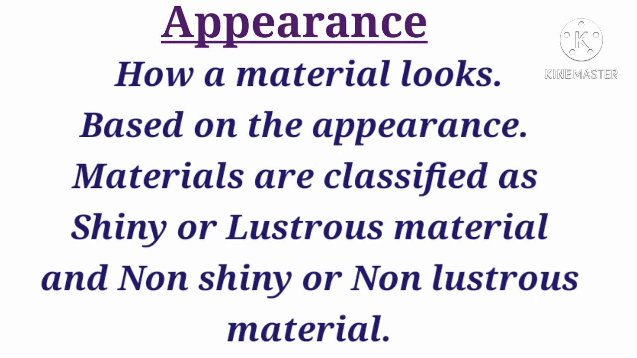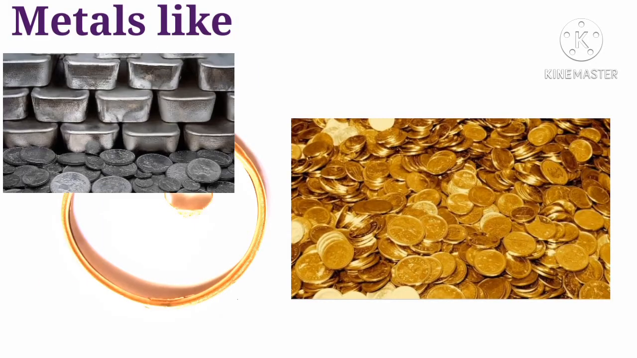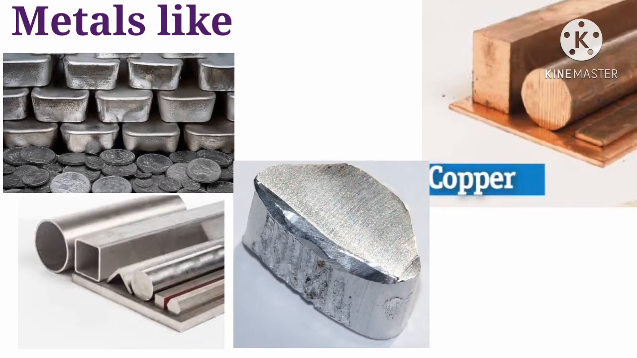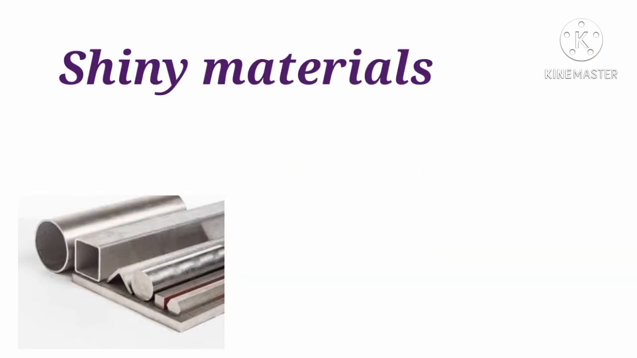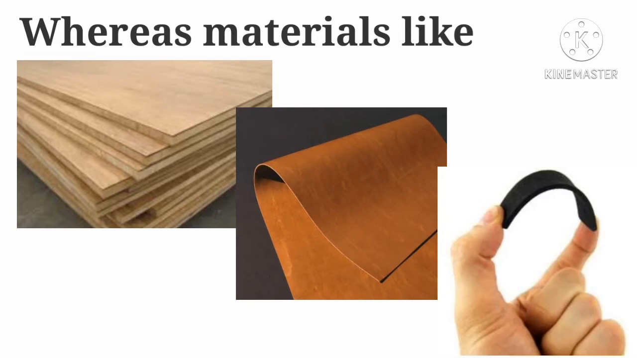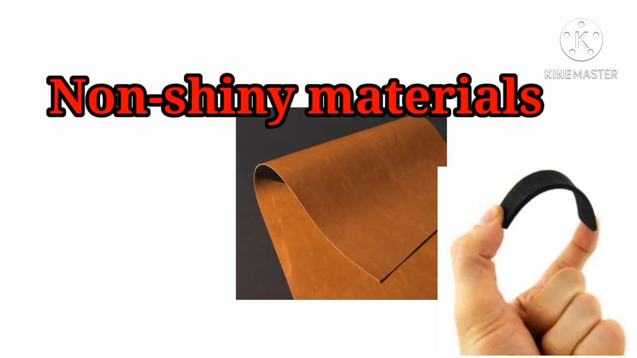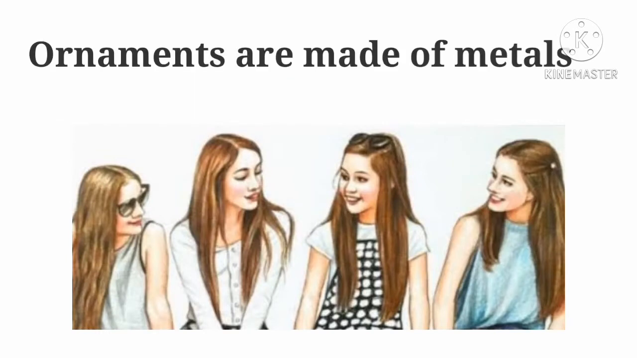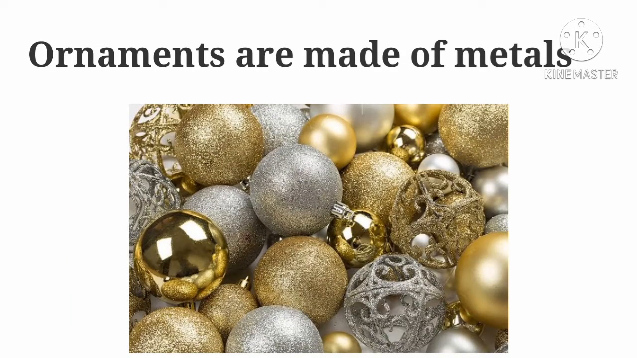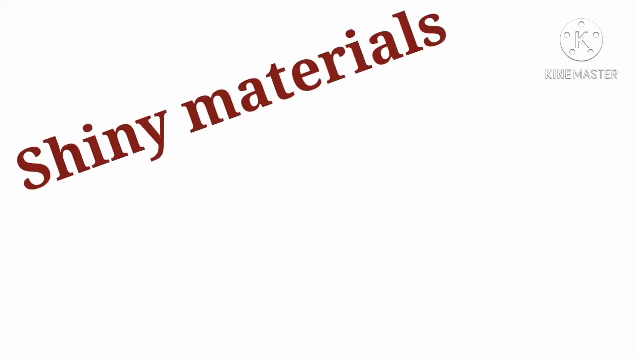Appearance means how a material looks. Based on the appearance, materials are classified as shiny or lustrous materials and non-shiny or non-lustrous materials. Metals like gold, silver, copper, aluminium, steel, etc. are shiny materials, whereas materials like wood, leather, rubber, etc. are non-shiny materials. Children, ornaments are made of metals because they are shiny materials.